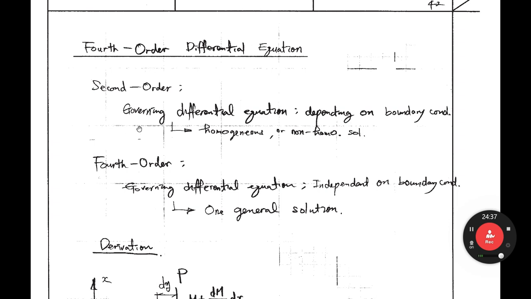In the second order equation, the governing differential equation has a homogeneous solution and a non-homogeneous, particular solution. So we have a different solution corresponding to different boundary conditions. If the boundary condition is different, we have a different solution. But in the fourth order, the equation is independent of boundary condition. Regardless of boundary condition, we have one governing differential equation. That is more convenient compared to the second order differential equation. So we have one general solution regardless of boundary condition.